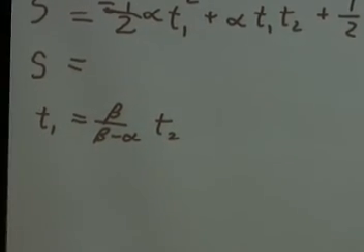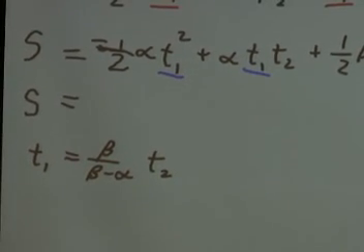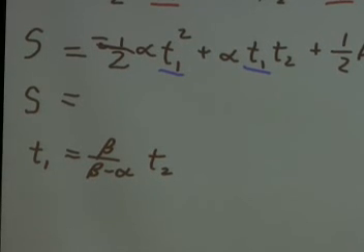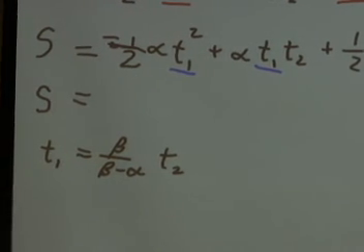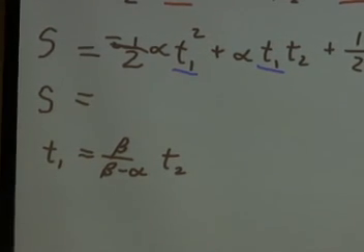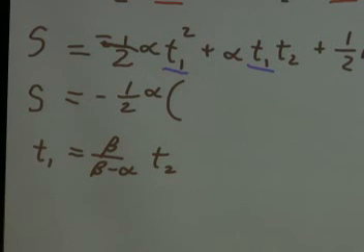Let me first of all note these t1s so I don't overlook any. These are all going to be replaced by the quantity to the right of the t1 down here, beta over beta minus alpha t2. So here we'll have minus 1/2 alpha, and the quantity squared would be beta over beta minus alpha t2.